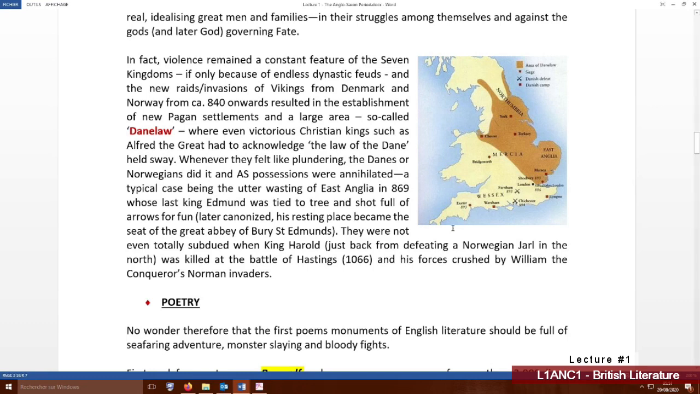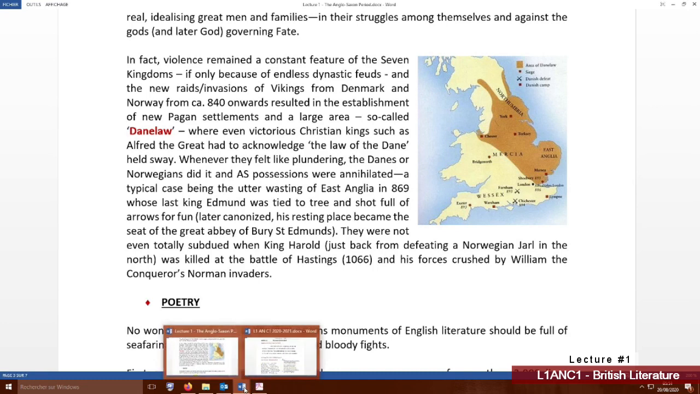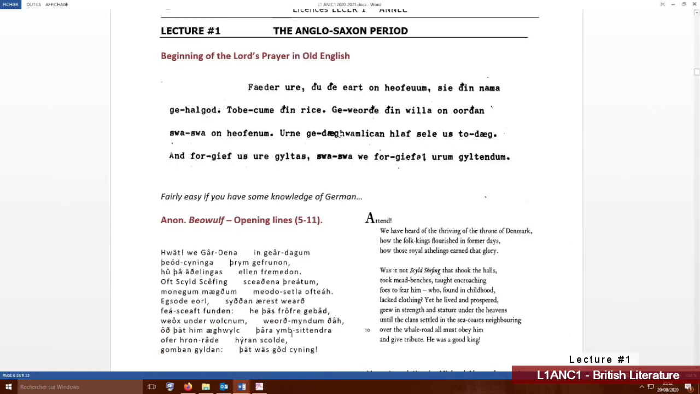Before we move on to poetry, I wanted to show you a first text excerpt. There you have it. This is the Lord's Prayer in Old English. Now, if you've studied German, it would be pretty easy for you to find your way about because it looks like German. If you haven't done any German, I would definitely have to explain. So, as you can see in this text, we have the runes I've mentioned.